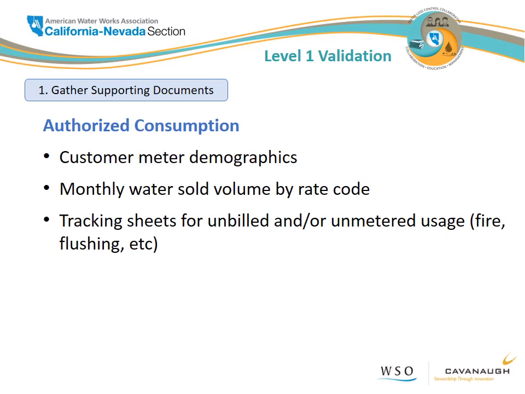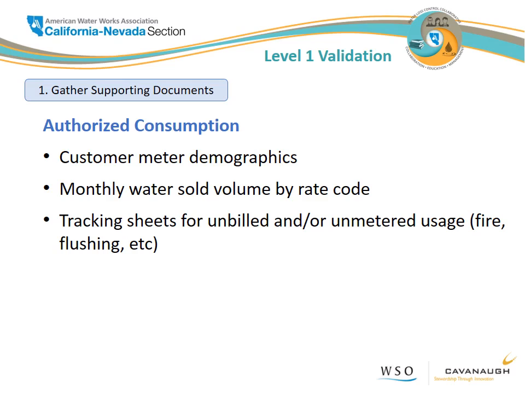Authorized consumption: customer meter demographics is helpful. This can also be a simple inventory of meter size, type, and age. Of course, relative to your supply meters, you have a whole lot more customer meters, and so a table that tabulates the meters by their demographics, by size, by type, and by age can be helpful when you're evaluating some of the meter related and billed metered related inputs in the audit.